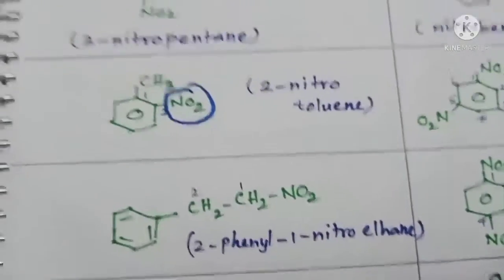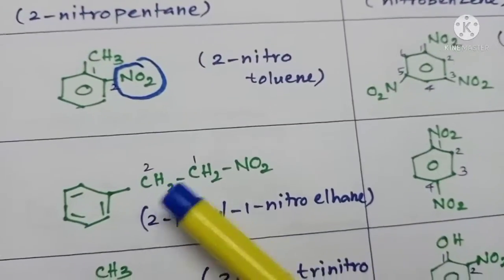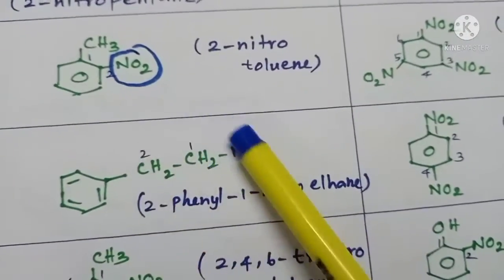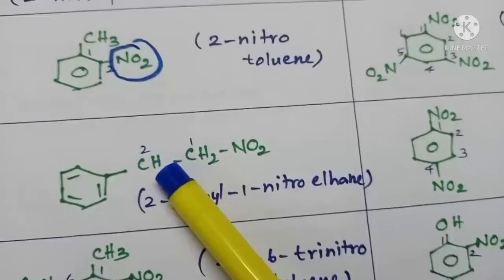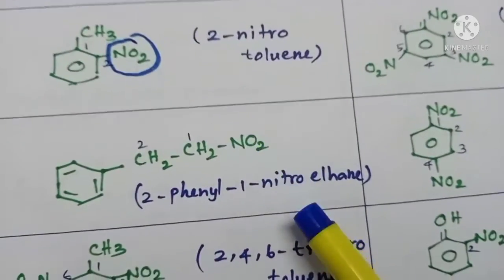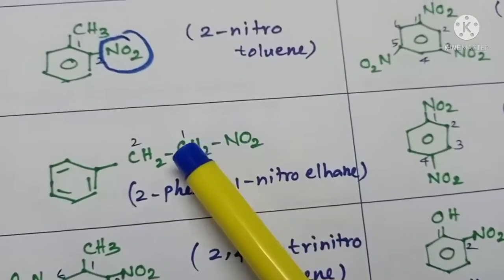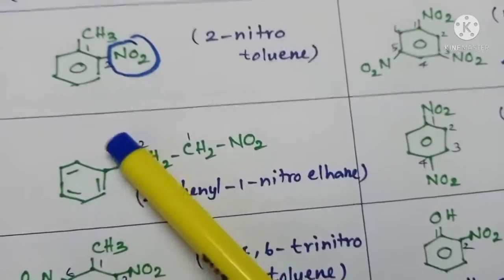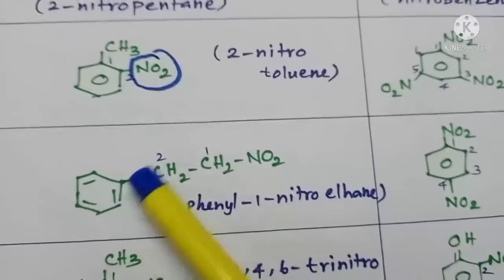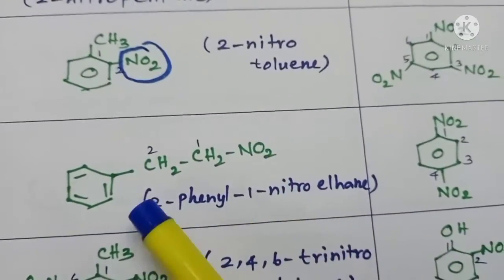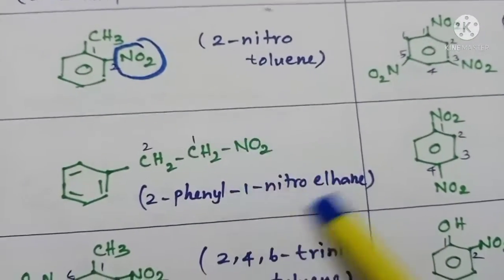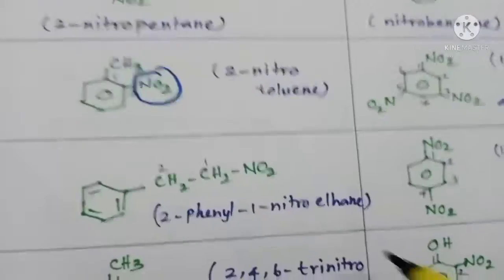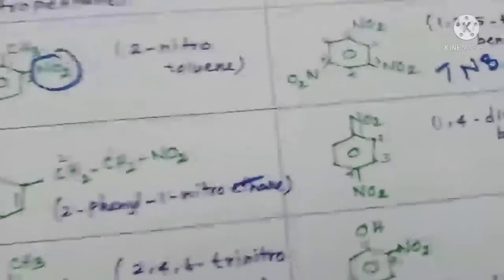We go for the next compound, a benzene ring with CH2, single bond, NO2. Here, the parental carbon chain is the one with 2 carbon atoms, so ethane with a nitro group, nitroethane. Nitro group at first carbon, so 1-nitroethane. And this is considered as a substituent. This is nothing but the C6H5 group, the phenyl group. This phenyl group is attached to the second carbon of nitroethane, so 2-phenyl-1-nitroethane. That is the IUPAC name for this compound.